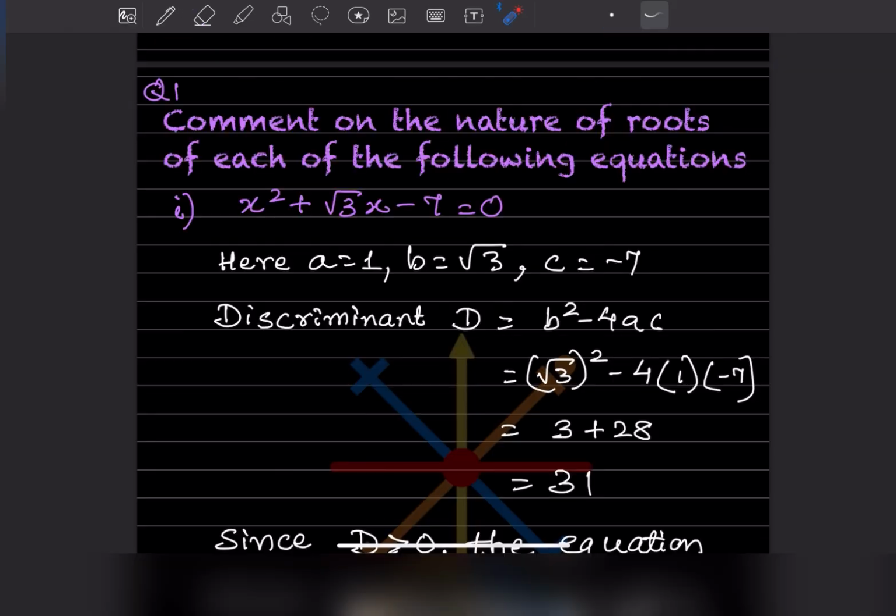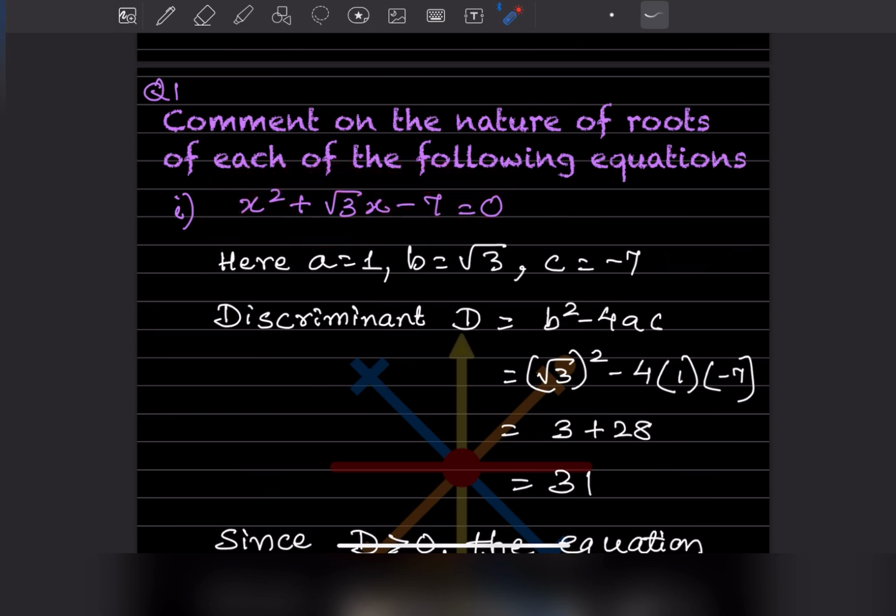Now let us see how to solve this question. Comment on the nature of roots of each of the following equations. This is the equation given, x square plus root 3 x minus 7 is equal to 0. This is in the form of ax square plus bx plus c is equal to 0. Here a is 1, b will be root 3, we have to see along with the sign, and c is minus 7.